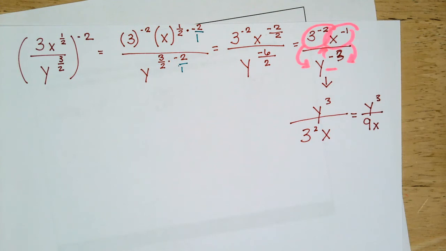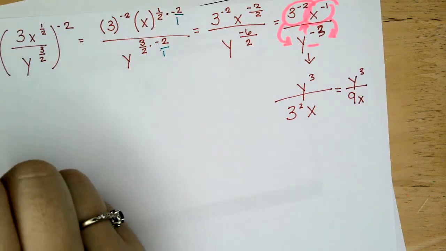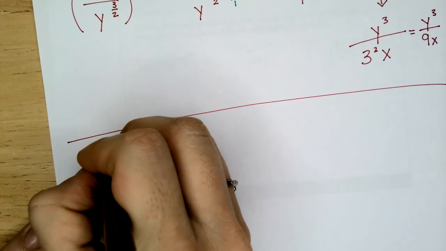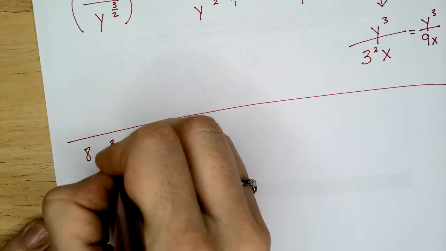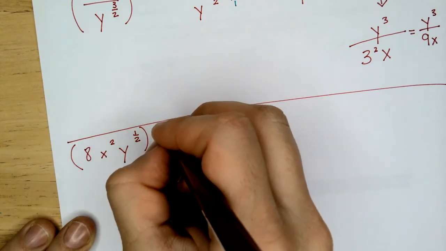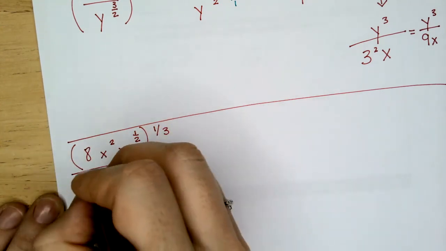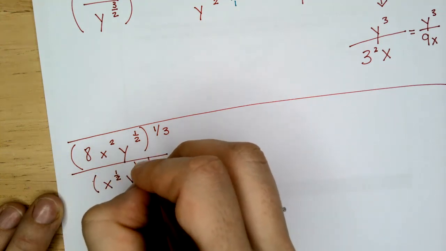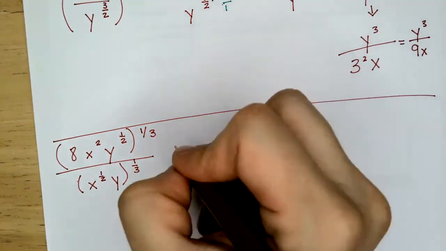All right, our last example. We have 8x squared y to the 1/2, to the 1/3, over x to the 1/2 y, to the power of 1/3. Now I'm going to distribute that 1/3.